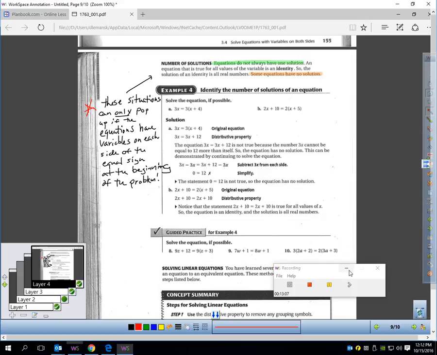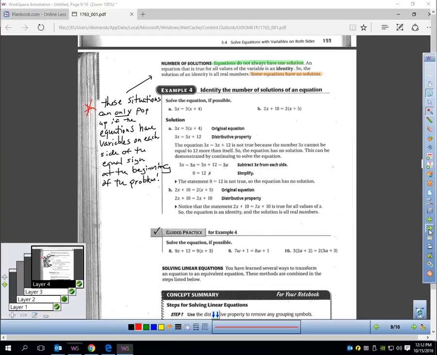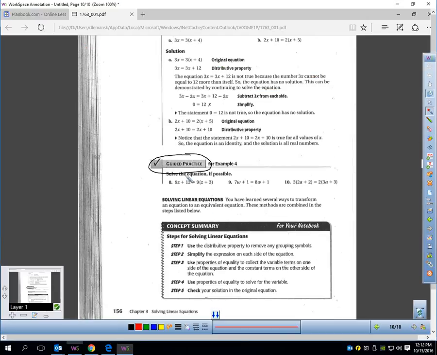Let's actually practice some more, and let's see when these situations pop up. Okay? Let's try these. Let's try a couple of these. This will demonstrate when these situations pop up.